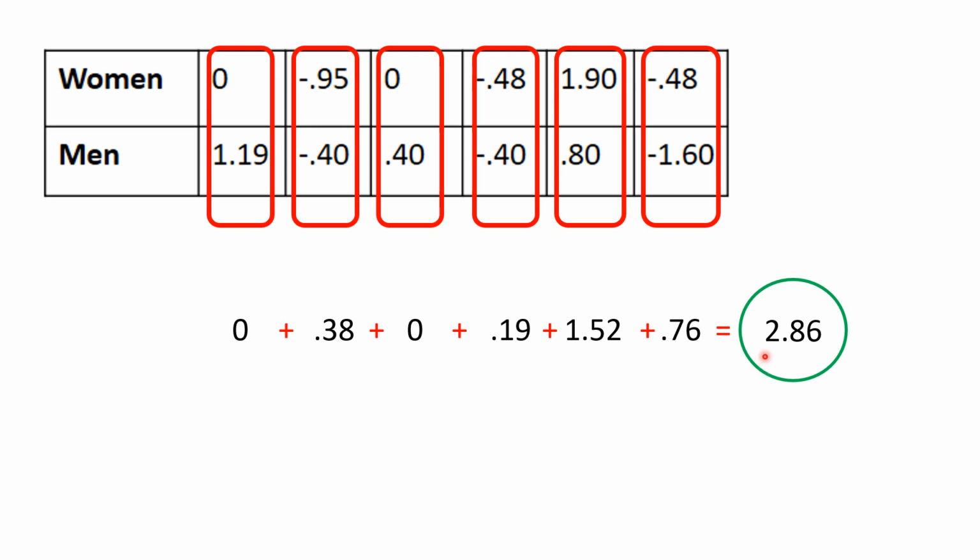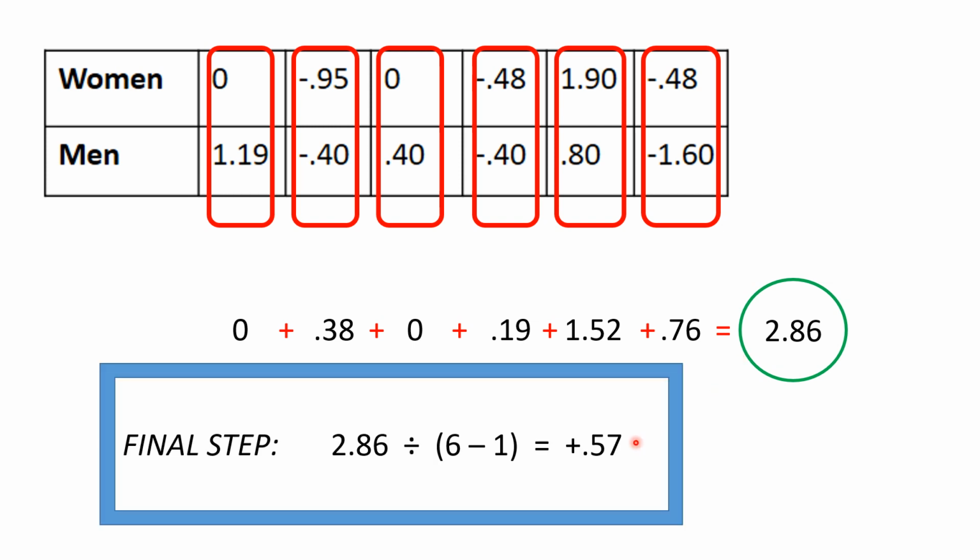Once we have our added sum, we're going to divide it by n minus 1, and n is the number of pairs that we have here. So we have 6 pairs, so we're going to divide 2.86 by 6 minus 1. We're going to divide it by 5. Here's me showing that work being done, to give us a final answer of a correlation of positive 0.57.